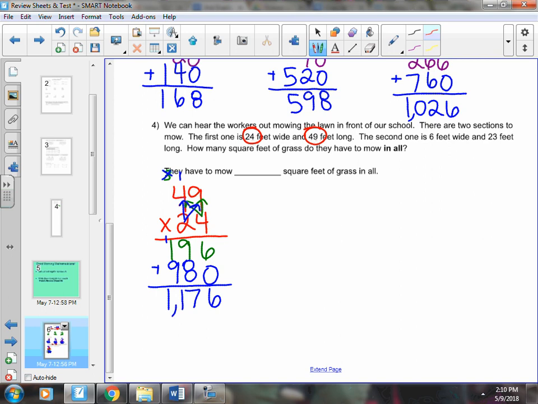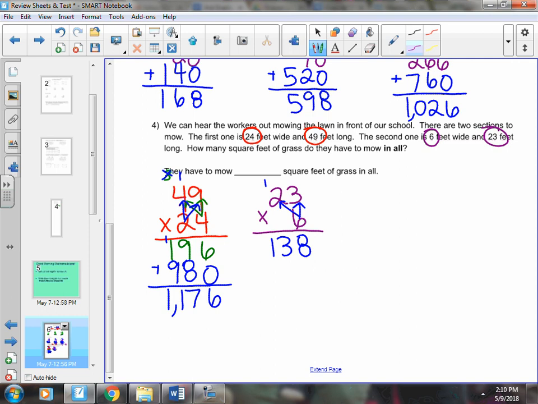The second section is 6 feet by 23 feet. So let's find the area of that section of grass. 23 times 6. 6 times 3 is 18. 6 times 2 is 12. Plus 1 more is 13.